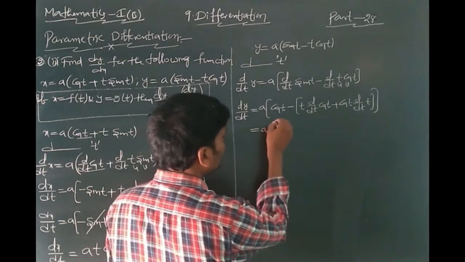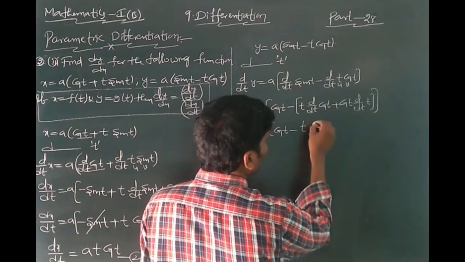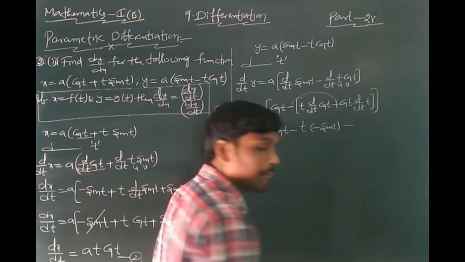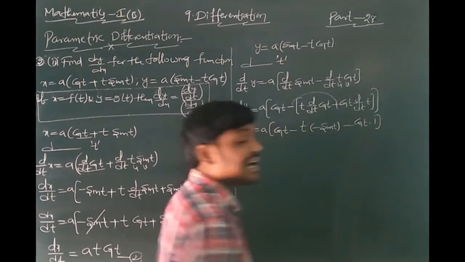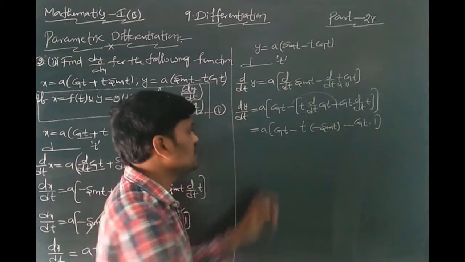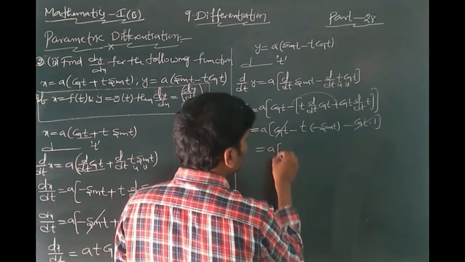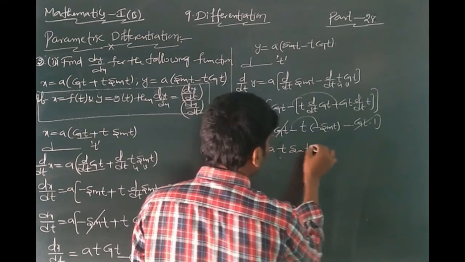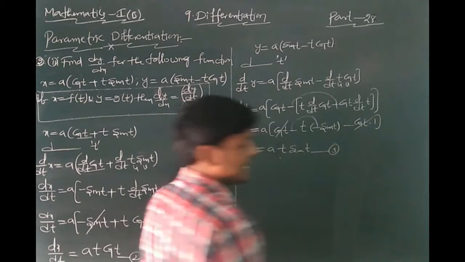That's why you can write a into cos t minus t into the derivative of cos t, minus sin t, plus cos t into the derivative of t, which is 1. Cos t into 1 gives cos t. Here minus cos t is there, plus cos t is there, both are cancelled. Remaining a into t sin t. This is the dy by dt value. Suppose this is equation 3.